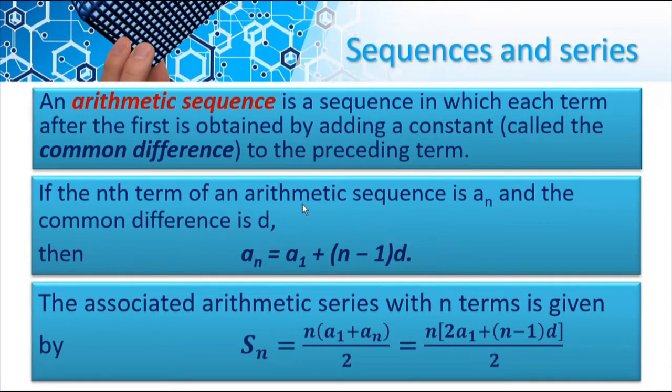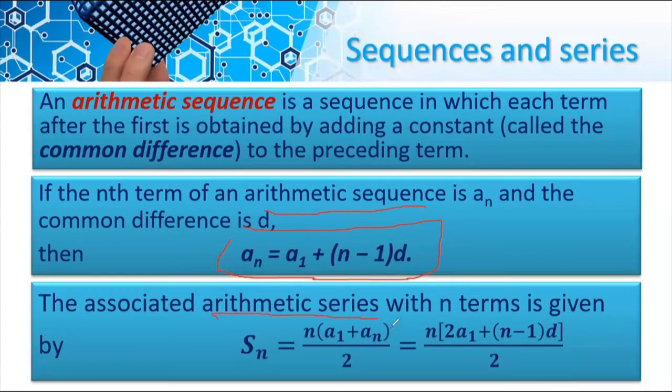If the n term of an arithmetic sequence is a sub n and the common difference is d, then the arithmetic sequence is in the form of a sub n equals the first term plus n minus 1 times the common difference d. Okay? Importante yung common difference d. Yun yung sa sequence, arithmetic sequence. Then, pag kinuha mo naman ang kanyang series, arithmetic series, pwedeng n times the quantity of first term and last term all over 2.